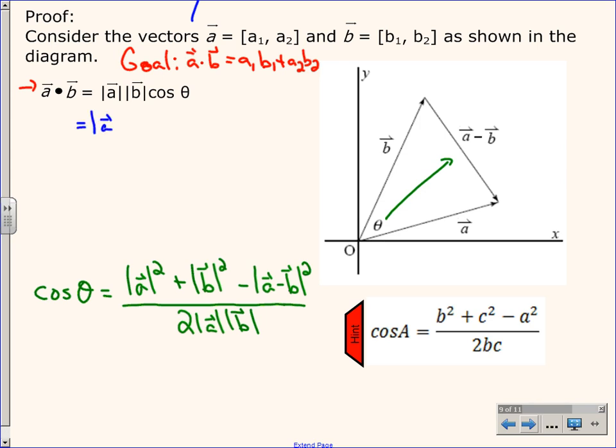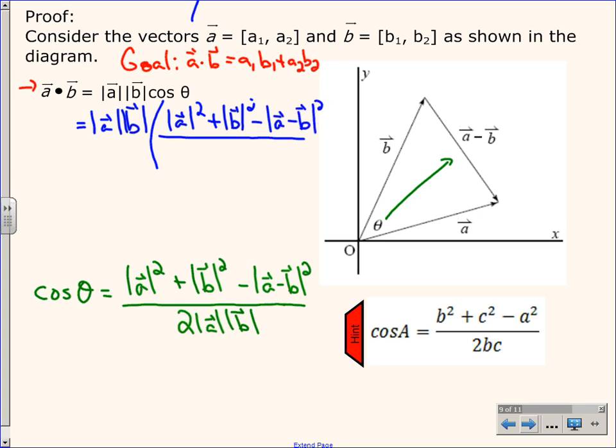Magnitude of a stays there. Magnitude of b stays there. And now cos theta gets replaced by this great big fraction at the bottom. Just take a look at it and see if you notice what's going to happen. It's just the first step in a long proof. Oops, that's not a plus. There we go. And I am going to get rid of everything else. So we're going to need more space.